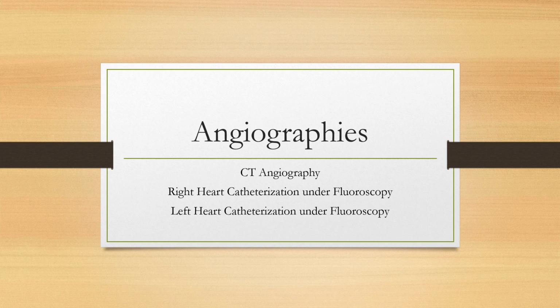Okay, so let's just look at some other tests. So a CT angiogram. Remember, we spoke about an angiogram when we spoke about PCI. This is a CT angiogram, and we'll come to it. A right heart catheterization and a left heart catheterization. So these are all just diagnostic tests looking for heart disease.